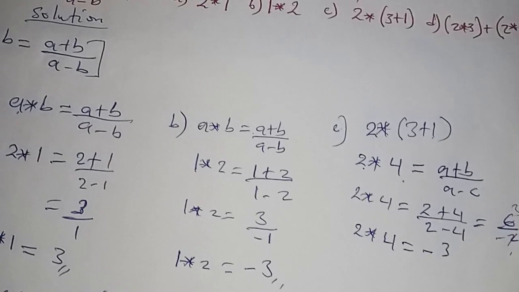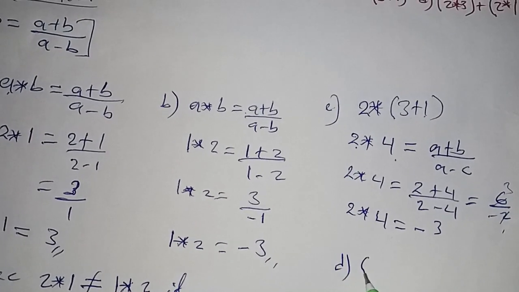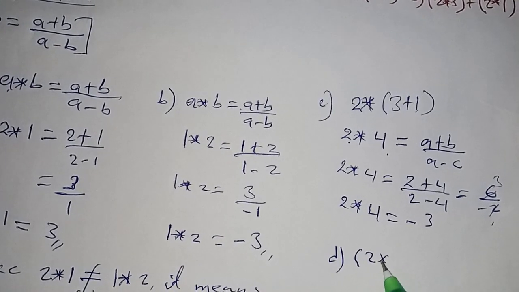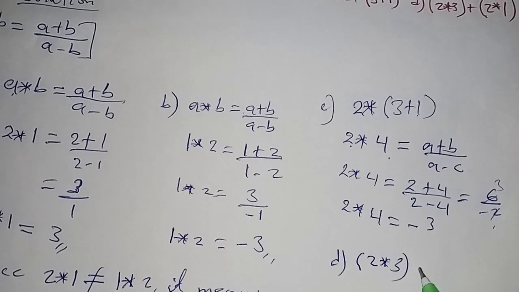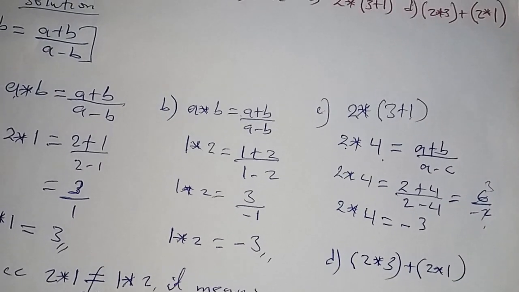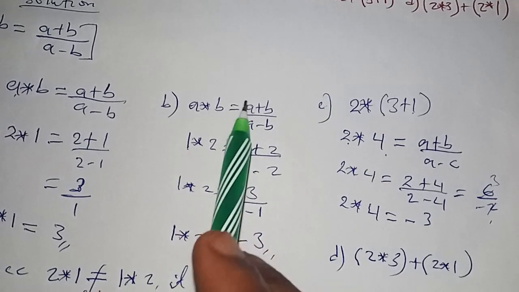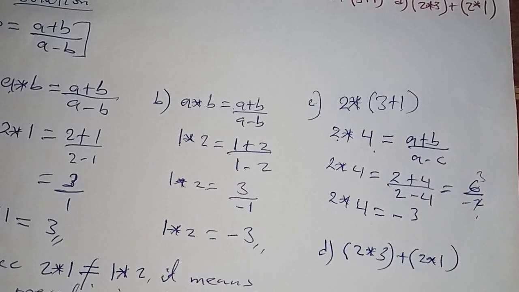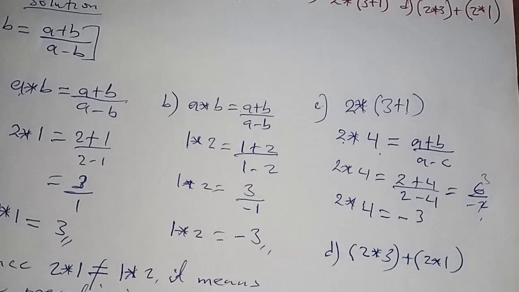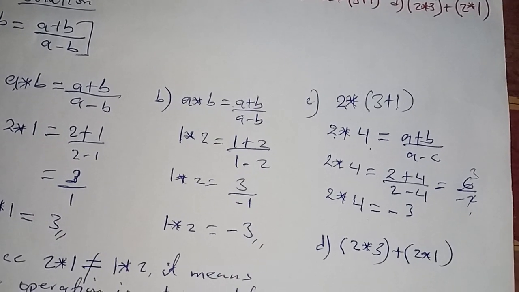Now let us deduce D, right? The D problem is 2 to 2 upper row 3, parenthesis close it, plus, and then we open 2 upper row 1, right? In this question we have to reduce the problem and put it in our same equation form, right? Reduce the problem, put it in the same equation form. This is very easy, right?